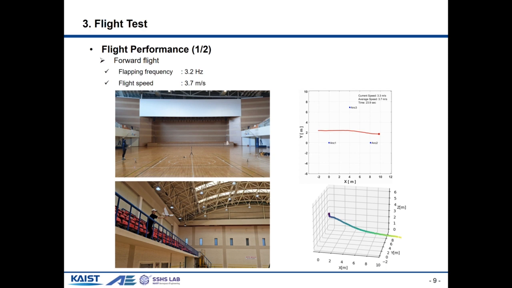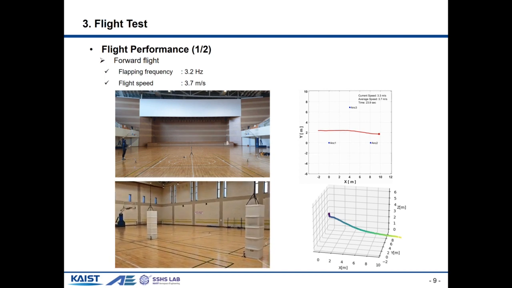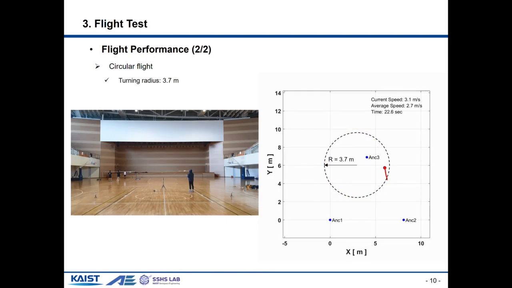Flight performance was verified through flight test. When the flapping frequency is 3.2 Hz, the average flight speed is 3.7 meters per second, and it could descend altitude by gliding state. Next is circular flight performance. The turning radius is 3.7 meters and it can turn smoothly while maintaining its altitude.